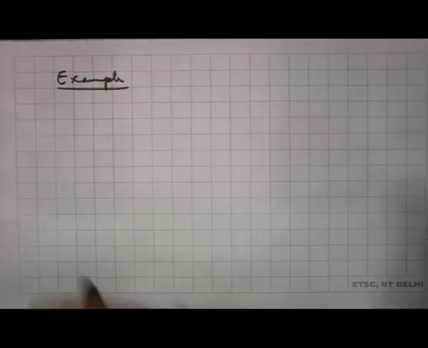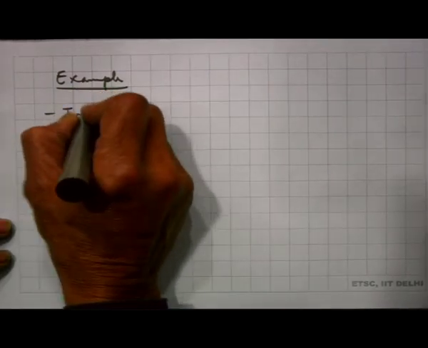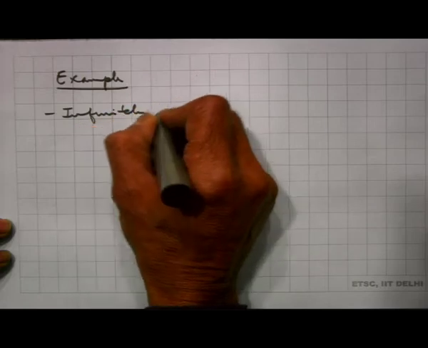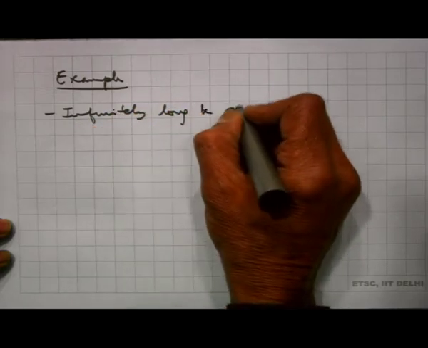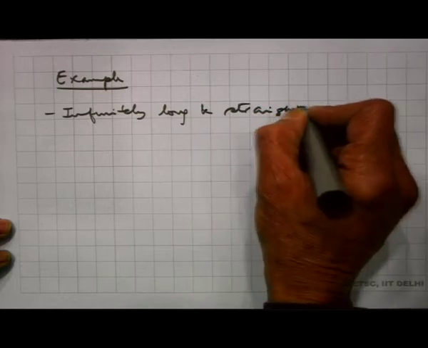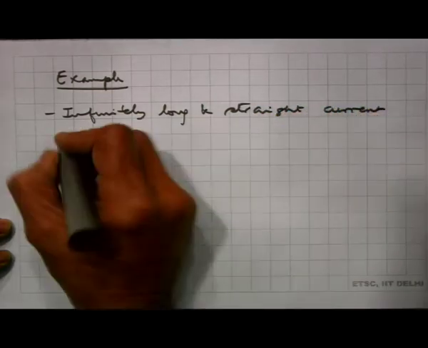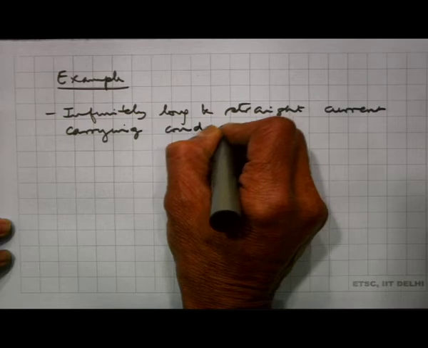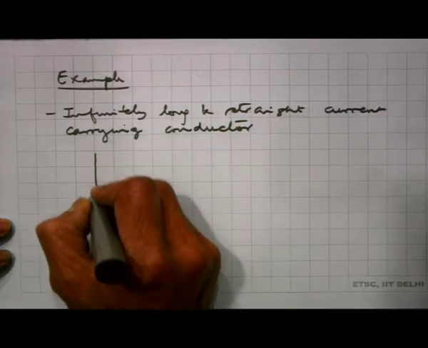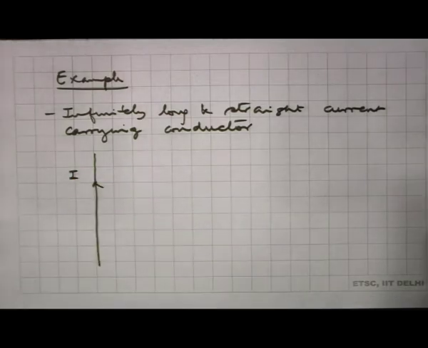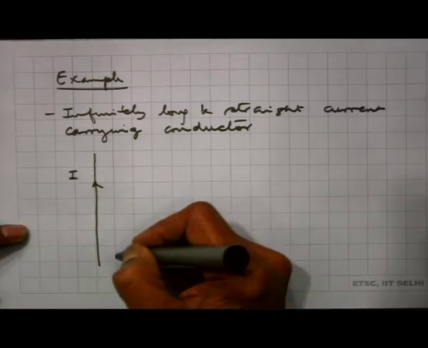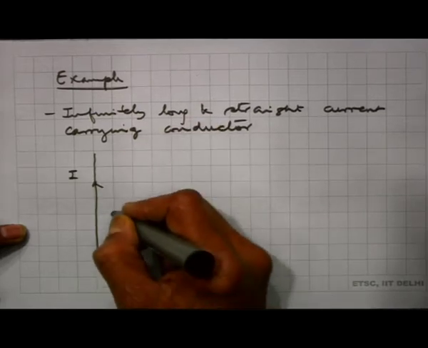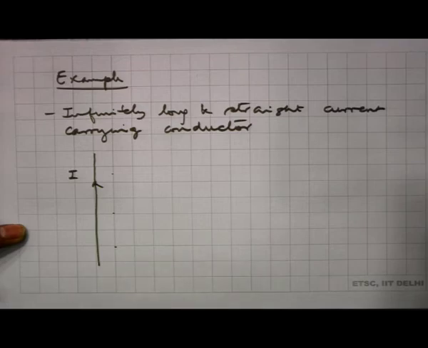The first example I want to look at is an infinitely long and straight current carrying conductor. So, this is my current carrying conductor. First thing I notice is that because of symmetry, the magnetic field cannot depend on z, this distance. It has to be the same here, here, everywhere. It is an infinitely long wire.